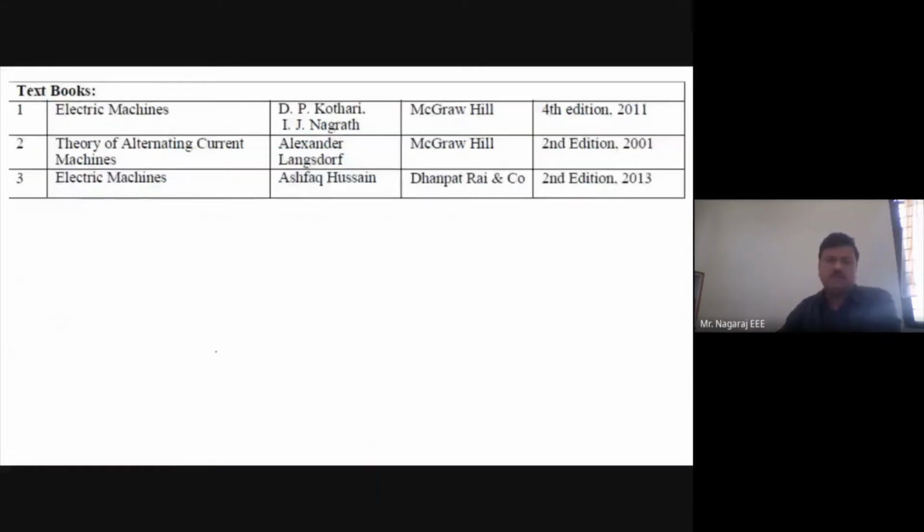Okay, so these are the textbooks which you can refer to. Electric Machines by D.P. Kothari and Nagrath, Theory of Alternating Current Machines by Alexander Langsdorff. You can take these from the library. You don't purchase this Langsdorff, you will not understand the language so easily. Okay, Electric Machines by Ashfaq Hussain. Especially this Ashfaq Hussain is good for induction motors.